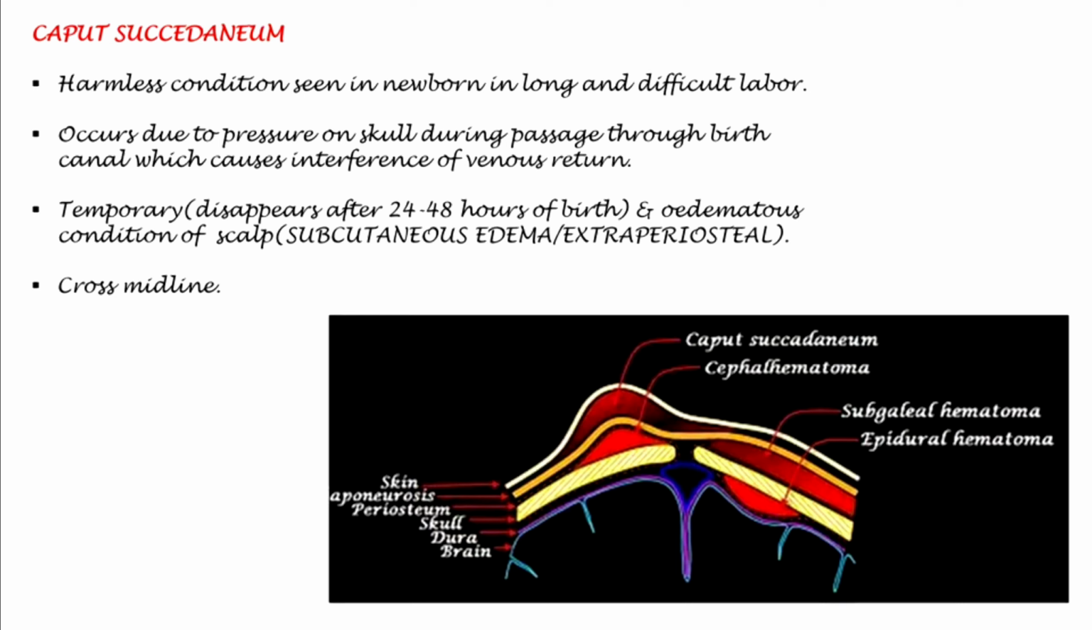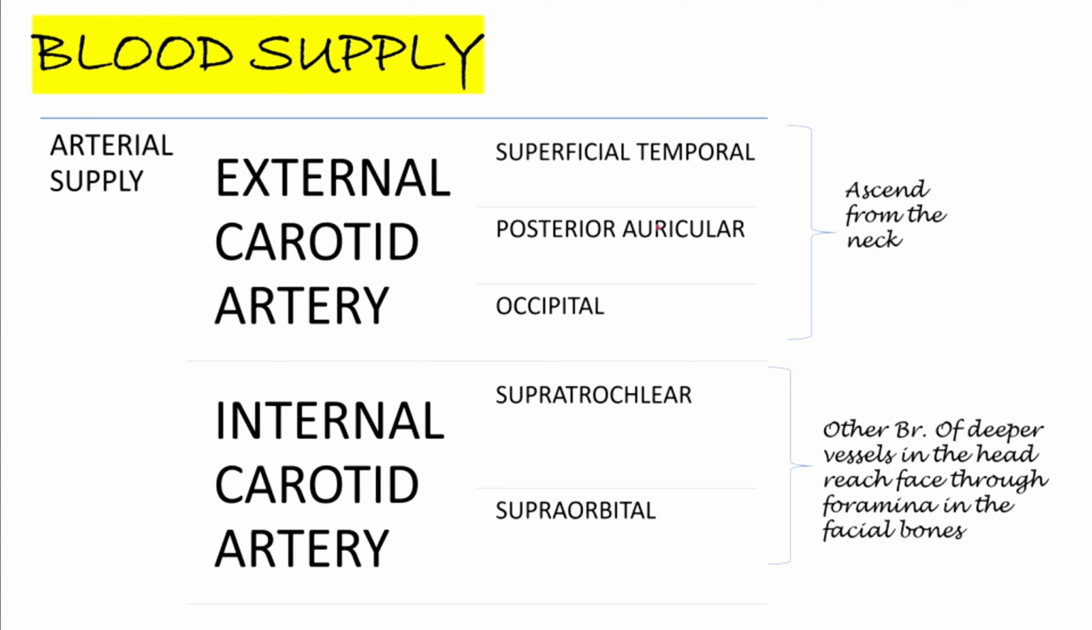There are two major arteries that supply the scalp. The first is the external carotid artery and the next is the internal carotid artery. The three branches of the external carotid artery ascend from the neck and supply the scalp. They are the superficial temporal, posterior auricular, and occipital. There are two branches of the internal carotid artery that reach the face through foramina in the facial bones and supply the scalp. These are the supratrochlear and supraorbital. This is the medial one and this is the lateral one. You can see this clearly.